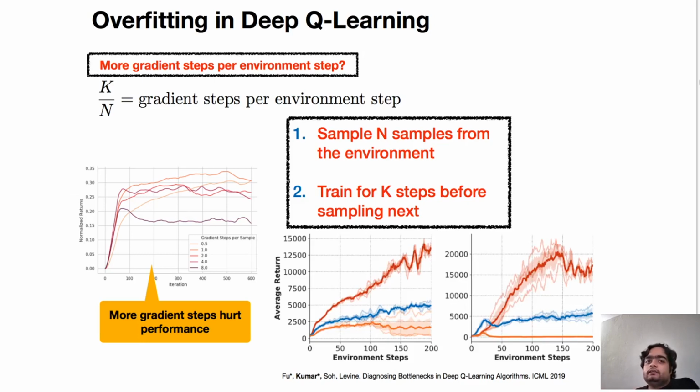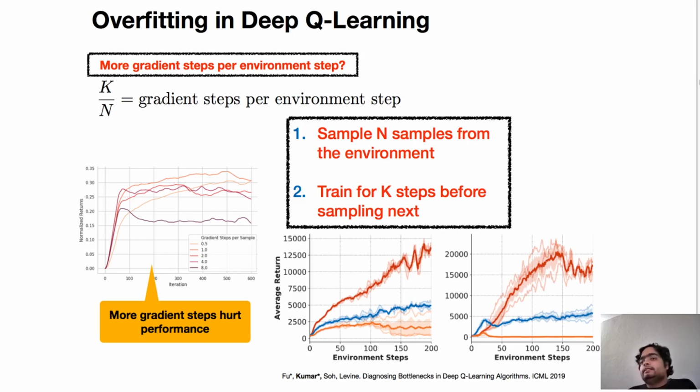A similar trend also holds true for Atari domains. These two plots on your screen are runs of a DQN algorithm in the online RL setting on Asterix and Seaquest, two games in the Atari suite. The three lines are three different runs of DQN for different numbers of gradient steps per environment step. The red line, which rises the highest, corresponds to k by n equals 1. The blue line corresponds to k by n equals 4, which lies in between, and the orange line, which is the worst of all, corresponds to k by n equals 8.